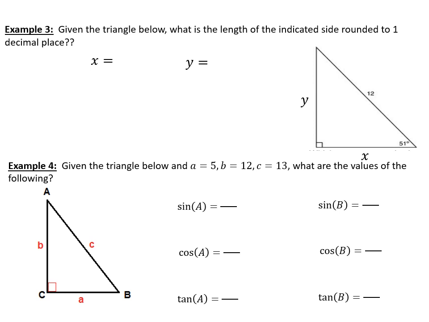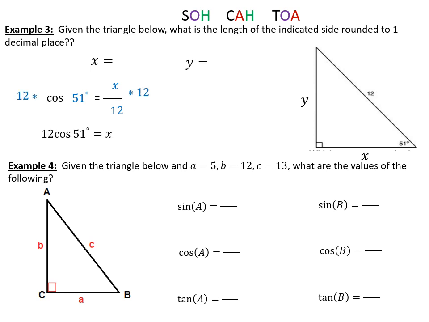Example 3, given the triangle, what are the lengths of the indicated sides? Well, here we're setting up a little bit differently. Looking for x, again, SOHCAHTOA. X is the adjacent, we have the angle is 51, and we have the hypotenuse, so that means cosine would work. We don't know x, but we do know the hypotenuse is 12. Now to get x by itself, we multiply both sides by 12. So that gets us 12 times the cosine of 51 degrees equals x.